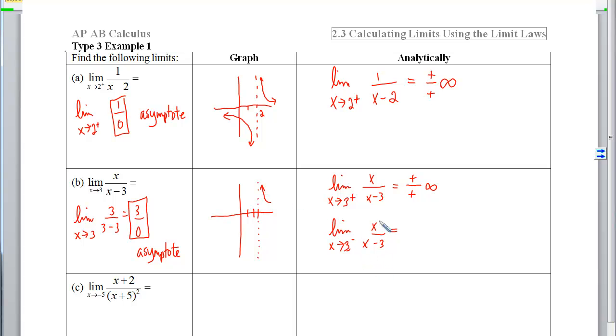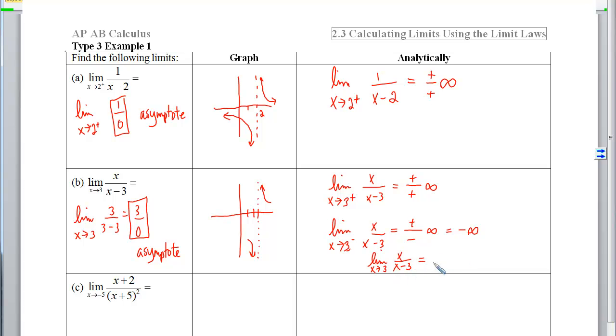If I'm approaching 3 from the left, that means the top is getting closer and closer to positive 3, only this time on the bottom I'll have something smaller than 3. So something smaller than 3 minus 3 is going to give me a negative number. So I'll end up heading toward negative infinity as I approach 3 from the left-hand side. Because my thumbs are going different places, I write that this limit, as I'm approaching 3 from both sides, does not exist.